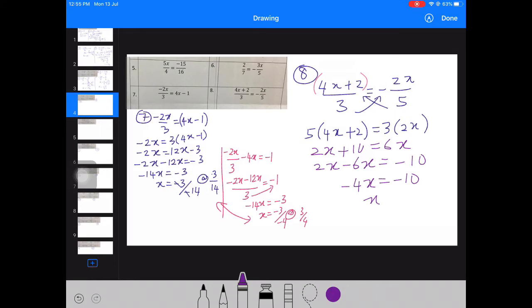Then it's 4 times x. So now you have to divide. Negative 10 on the right, divide negative 4. So negative divide negative is positive. 10 divide 4 is 5 over 2. That's it. Okay?